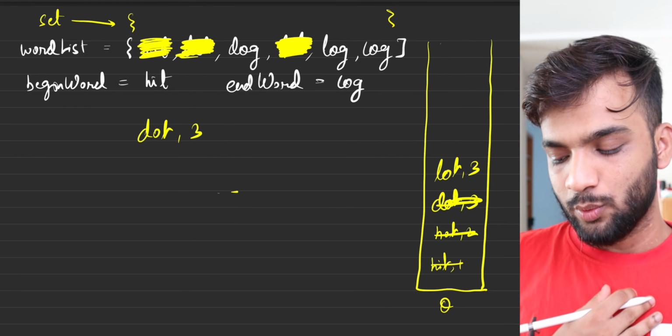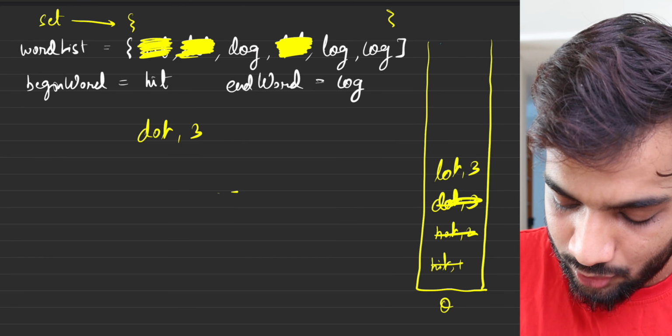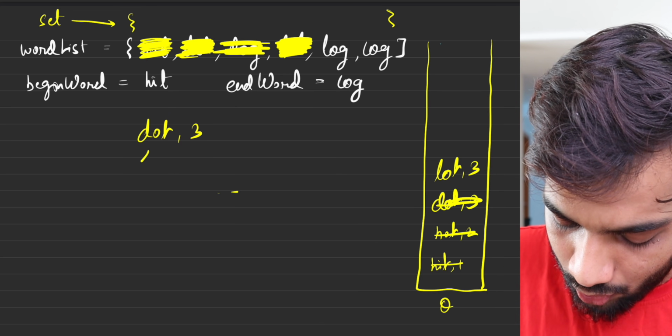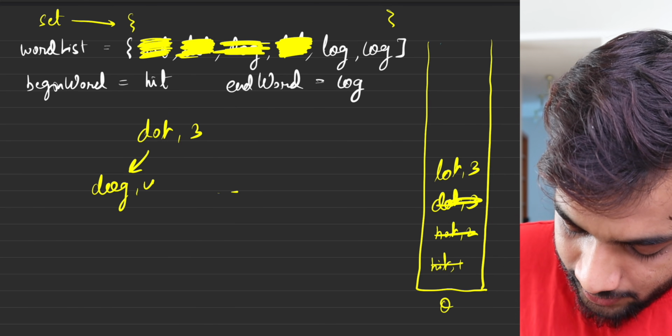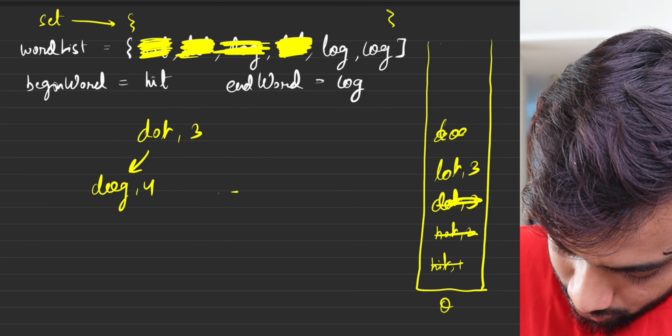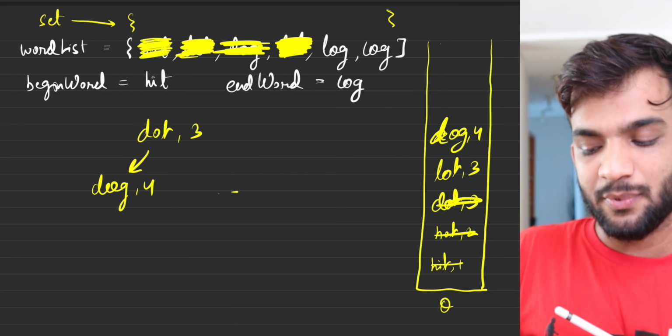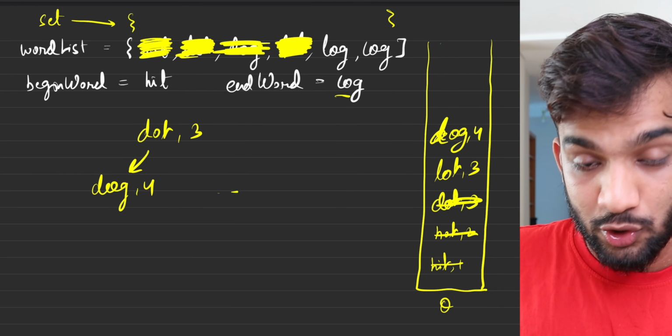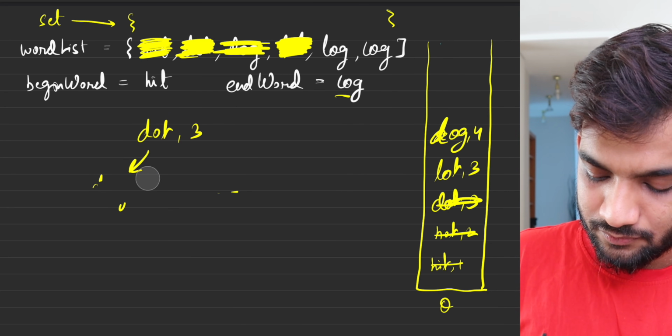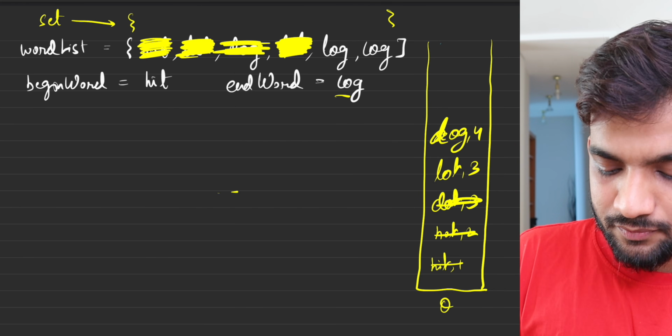So what I will do is I'll take that. Yes, I'll take the dog. So I'll take the dog with a step 4 and I'll try to insert that into the queue data structure with a step 4. What was the last word? It was log, not dog. So done. Nothing else is possible.